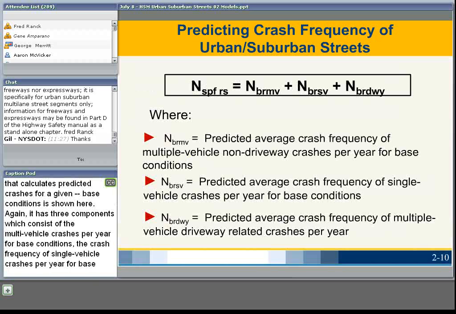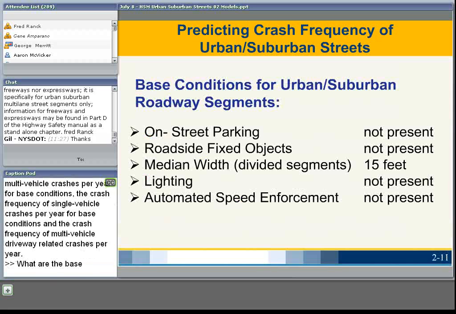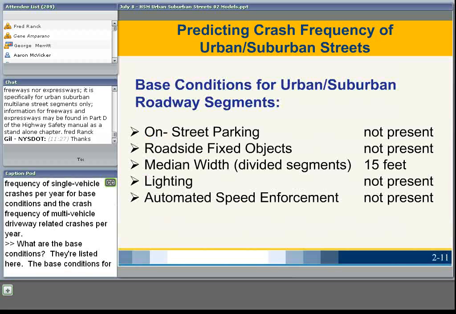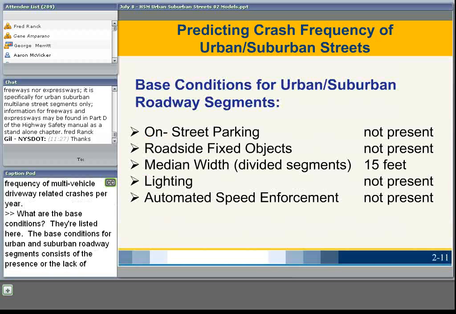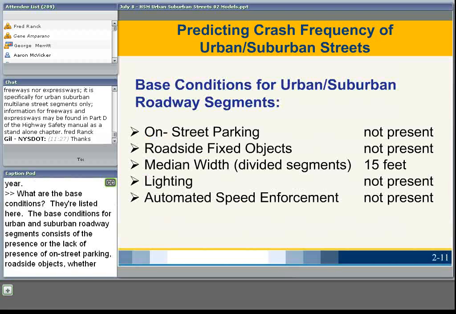The safety performance function that calculates predicted crashes for a given set of base conditions is shown here. Again, it has three components, which consist of the multiple vehicle crashes per year for base conditions, the crash frequency of single vehicle crashes per year for base conditions, and the crash frequency of multiple vehicle driveway-related crashes per year.